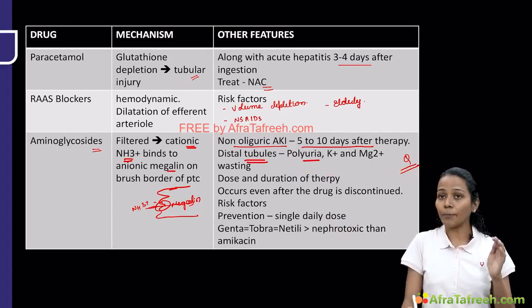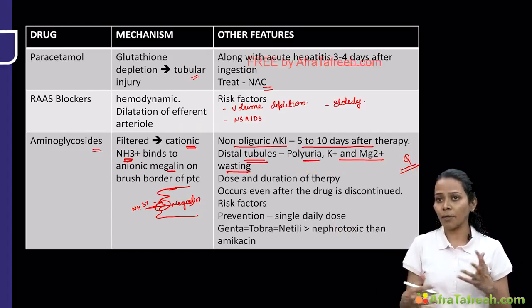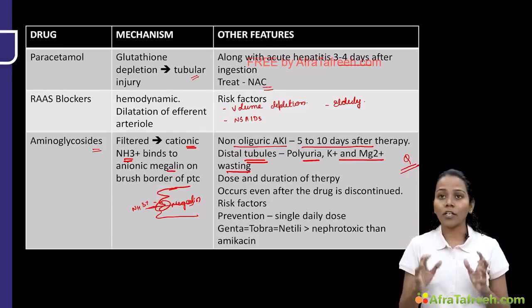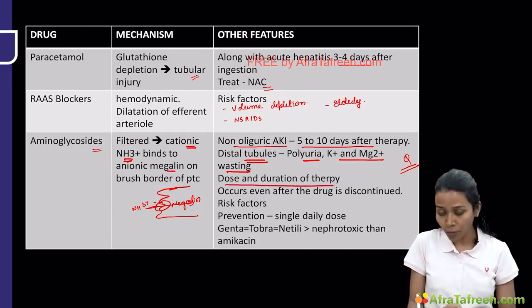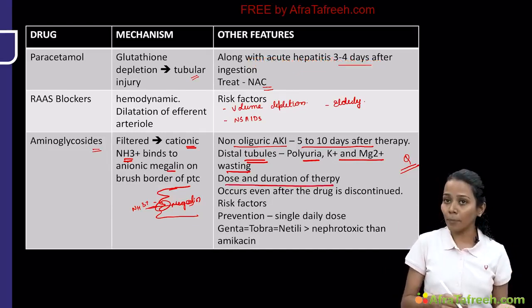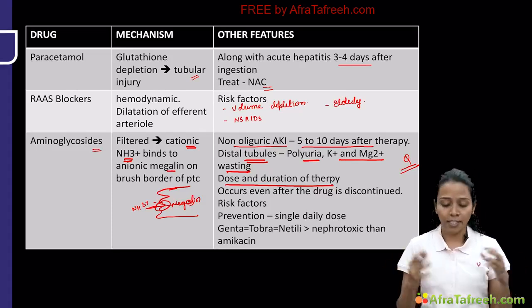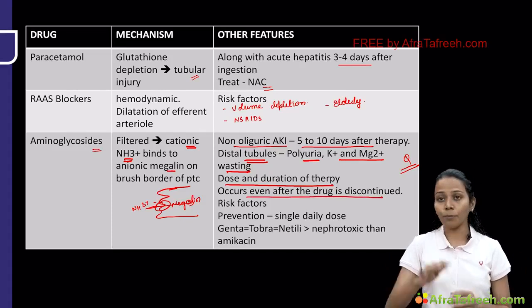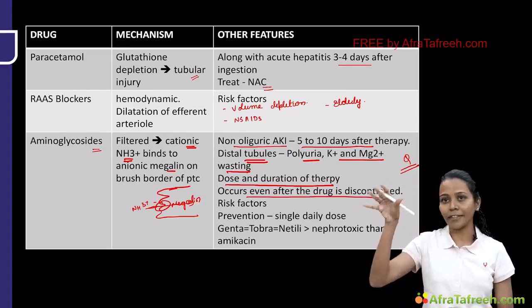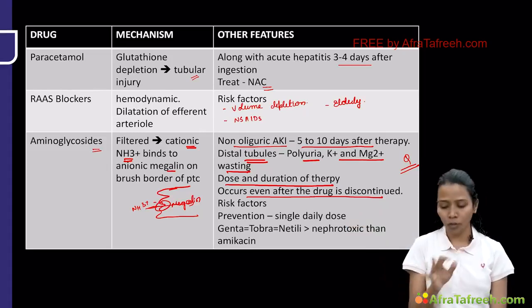Polyuria is seen, and potassium and magnesium wasting is also seen, because the paracellular absorption of potassium and magnesium is happening here, and this is dependent on dose and duration of therapy. For example, multiple doses lead to more AKI, and if the duration is more than 10 days, it leads to more AKI. And this can occur even after the drug is discontinued, because once it goes to the tubule and has done its damage, it can persist even after we stop the drug.